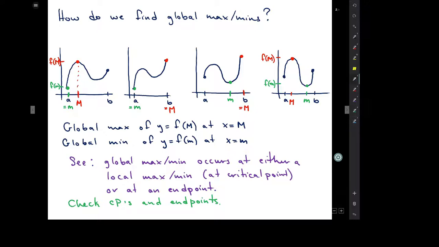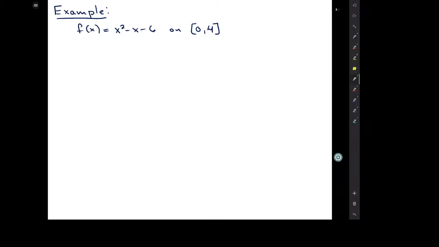So let's see how this works in a couple examples where we don't have a graph in front of us. Let's look at the function f of x equals x squared minus x minus 6, and we are going to look on the closed interval from 0 to 4. We can expect to find a global min and max because this is a continuous function and our interval is closed. So the extreme value theorem tells us we have a global max and min.